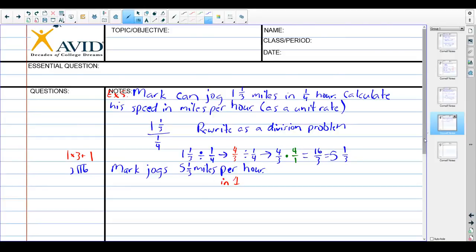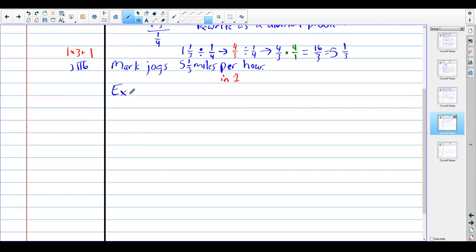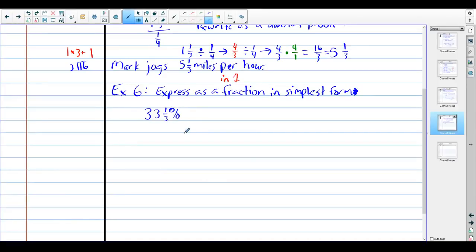Alright, one more. I promise. Example 6. This is expressed as a fraction. Alright, so our number is 33 1/3%, which hopefully some of you know by now. If not, that's okay.